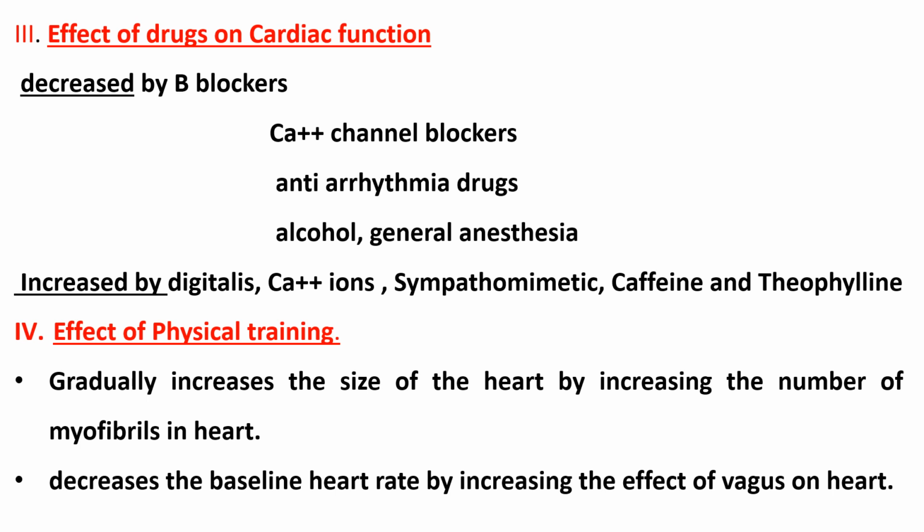What is the effect of physical training? The physical training increases the size of the heart by increasing the number of the actin and myosin filaments in the heart. It also decreases the baseline heart rate. So if a normal person has a baseline heart rate of 70 beats per minute at the normal vagal tone and normal sympathetic tone, an athlete will be having a baseline heart rate of 50 per minute at the normal vagus activity and normal sympathetic activity.